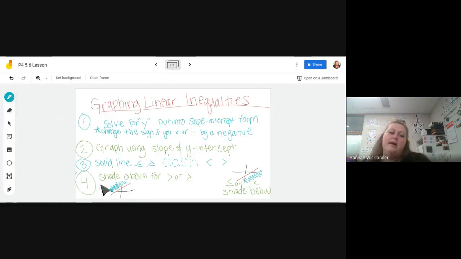And then when we graph it, it's a solid line if the inequality has a greater than or equal to or less than or equal to, and it's a dashed line if it's just a normal inequality symbol. Then you're going to shade above the line if it's greater than, and you're going to shade below the line if it's less than.